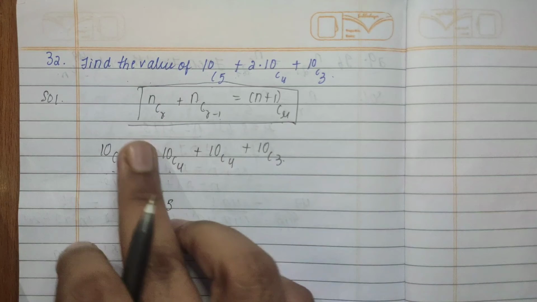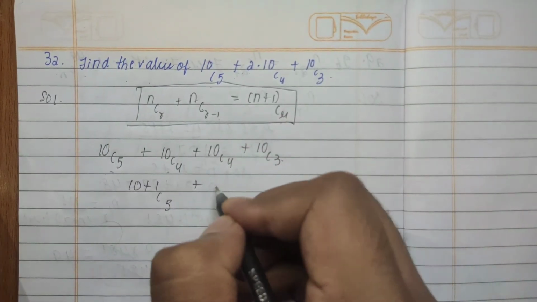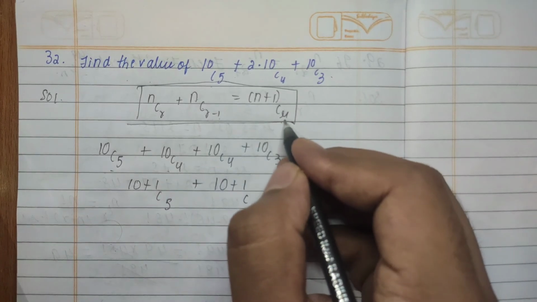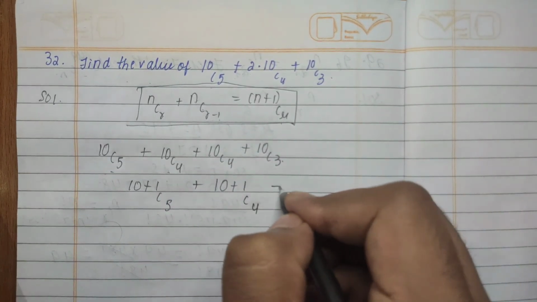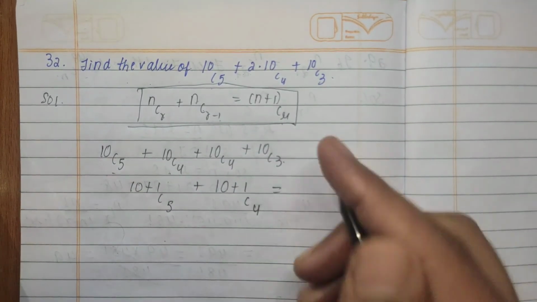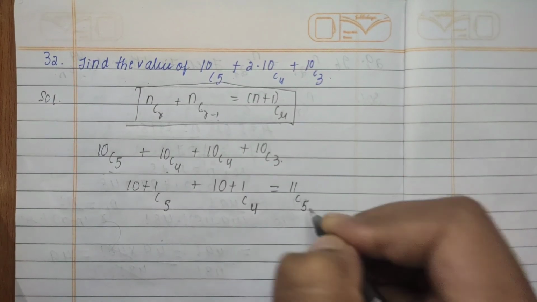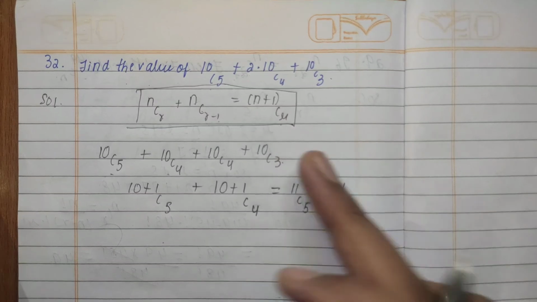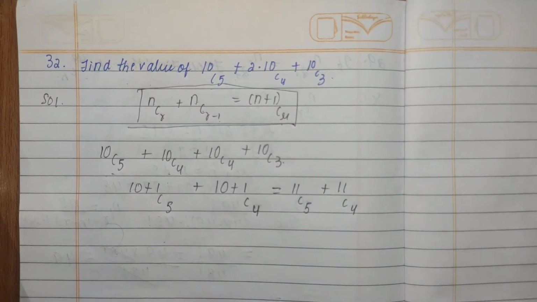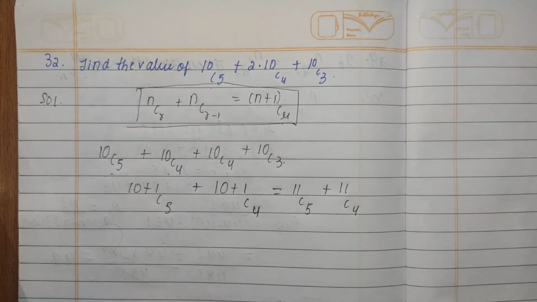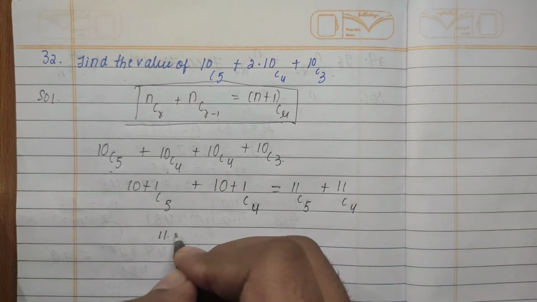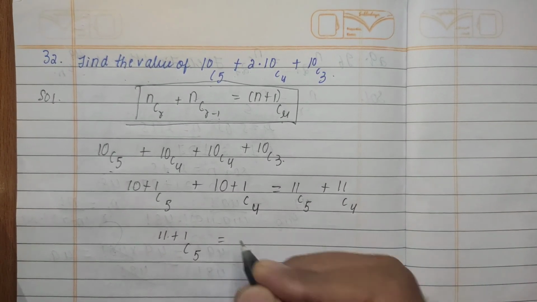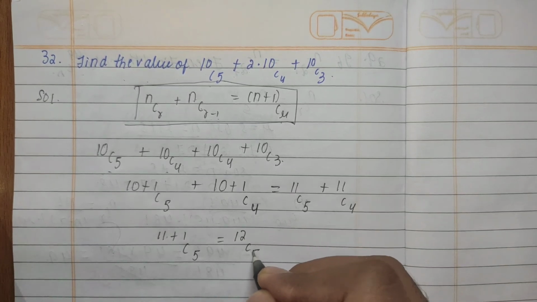Similarly, these two are in the formula of this. So this is 10 plus 1 C, r is 4. So the final value of this is 11C5 plus 11C4. Again the pair is in the form of this formula. So that is 11 plus 1 C, r is 5. So the final answer is 12C5.